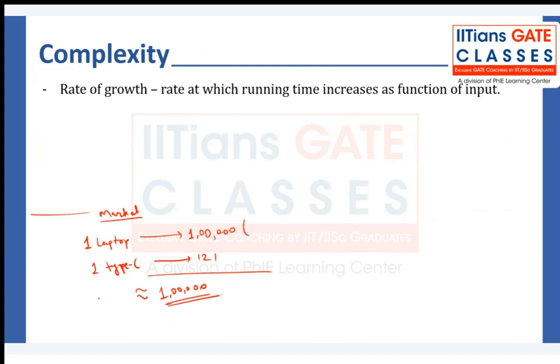Why would you do that? Because the cost of the laptop far exceeds the cost of your cable, so you apply some sort of approximation. That's something like your rate of growth. If I keep sending you to buy these types of things, you would ask me for money, and you would approximate according to your costliest item. That's nothing but your rate of growth. So what does rate of growth say? The rate at which the running time increases as a function of input.